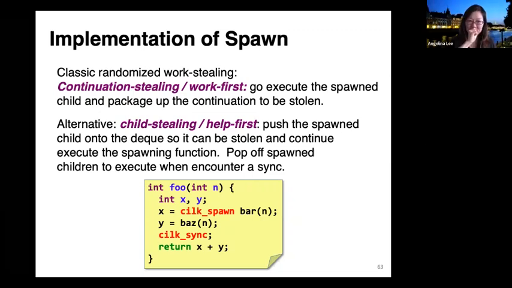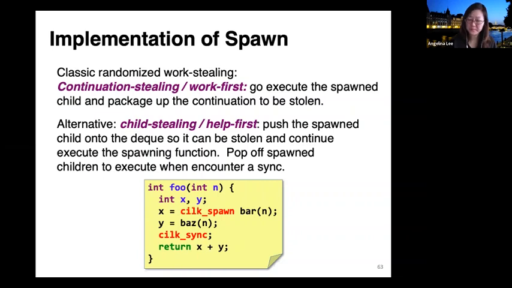Going back to the implementation of spawn, in the scheme that we talked about, we always use continuation stealing, which means when you encounter a spawn statement, you go ahead and execute the spawn child, and you package up the continuation to be stolen. Now, in the literature, there is an alternative being proposed called child stealing, which is to say, when you encounter a spawn, you actually package up the spawned function and then push that onto the deque so that the spawn child can be stolen.